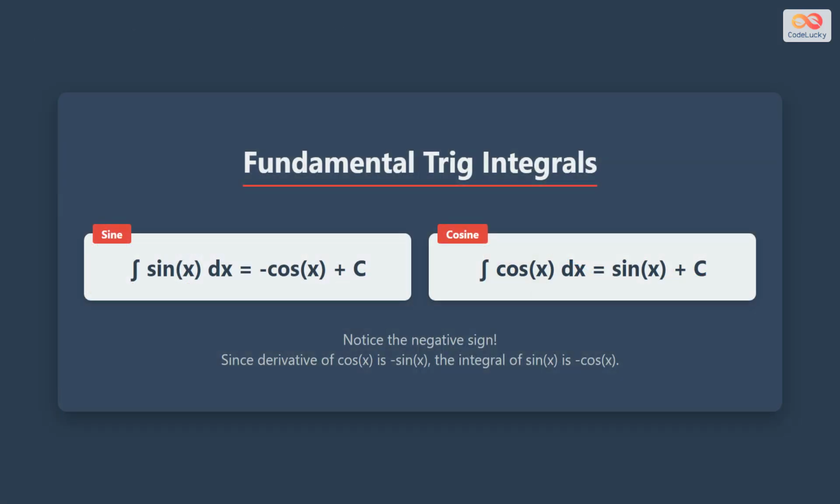Here are the two most important formulas you need to memorize. The integral of sine x is negative cosine x plus c. The integral of cosine x is positive sine x plus c. It is very common to mix up the negative signs. So remember that since the derivative of cosine is negative sine, integrating sine gives you negative cosine.